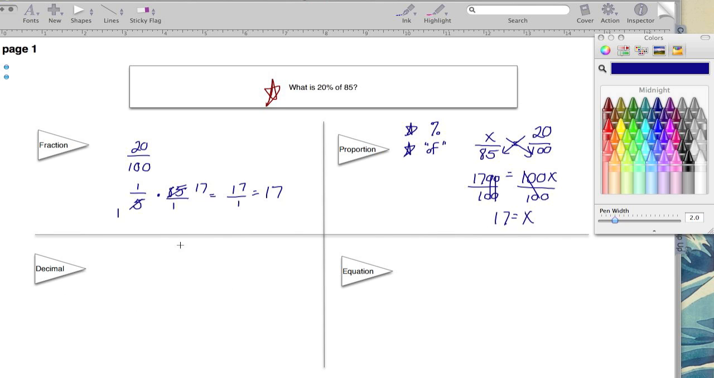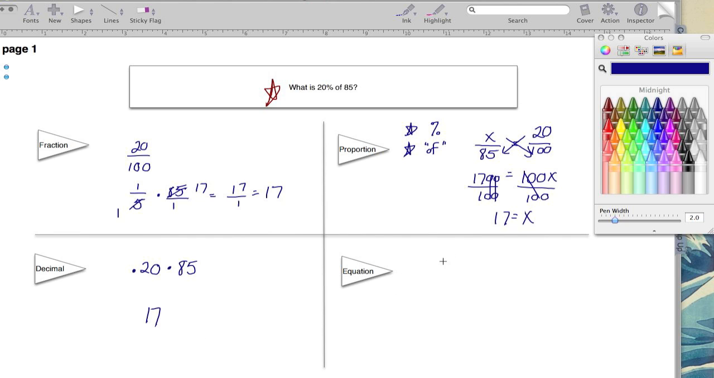Third method is by looking at percents as decimals. So 20% of 85, what is that? 20% is also the decimal 0.20. "Of" is to multiply, so we use "of," and 85. Just multiply 0.20 times 85, we find that our answer is 17.